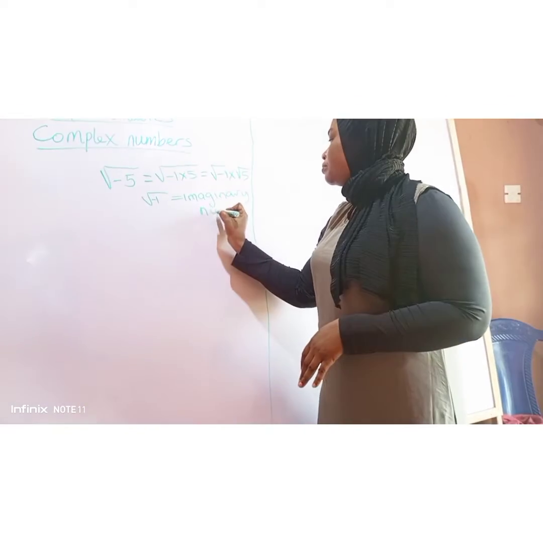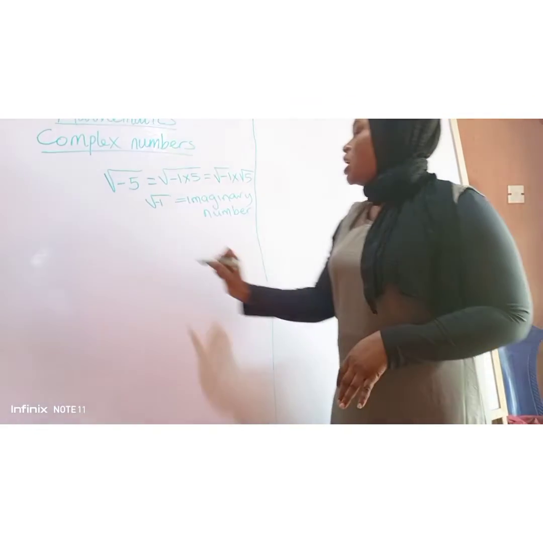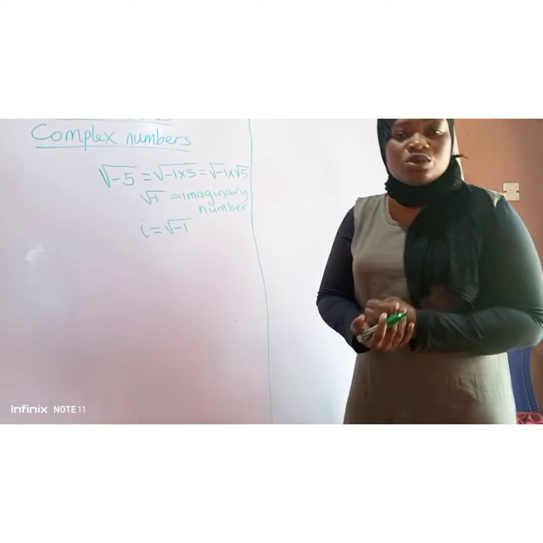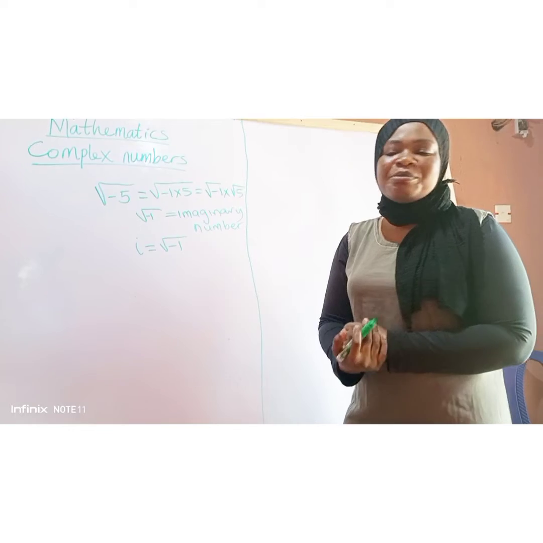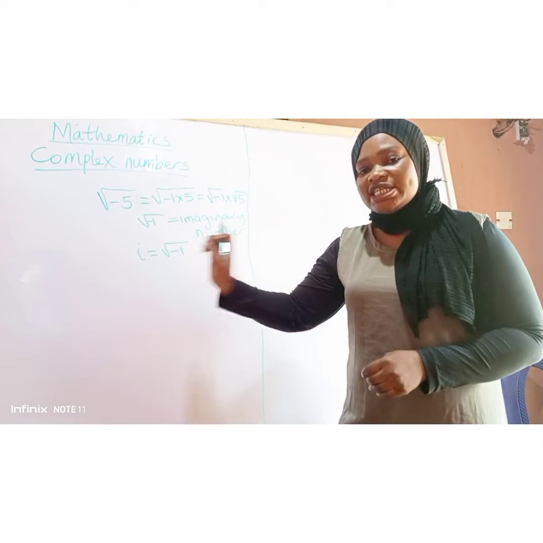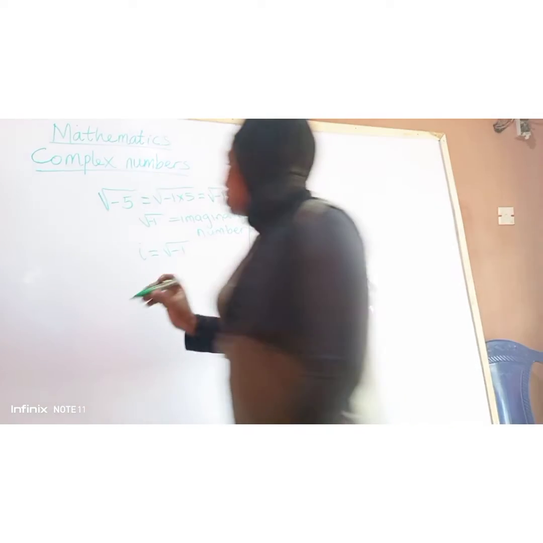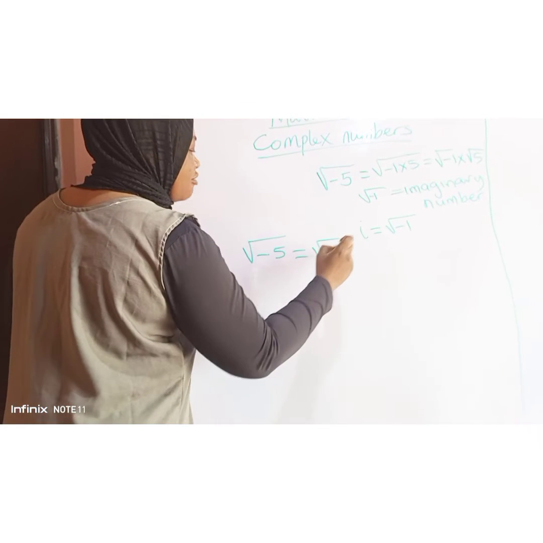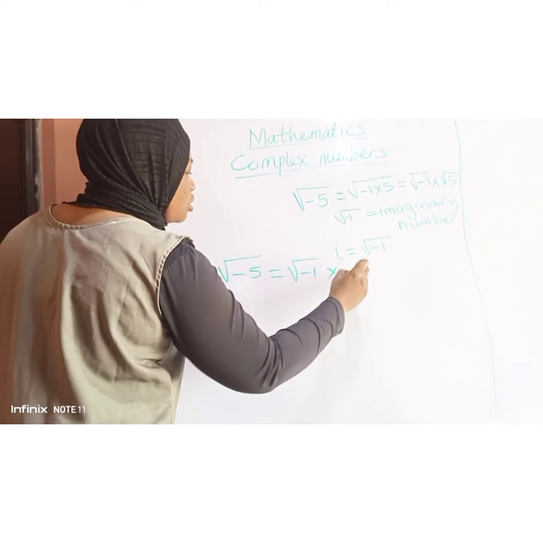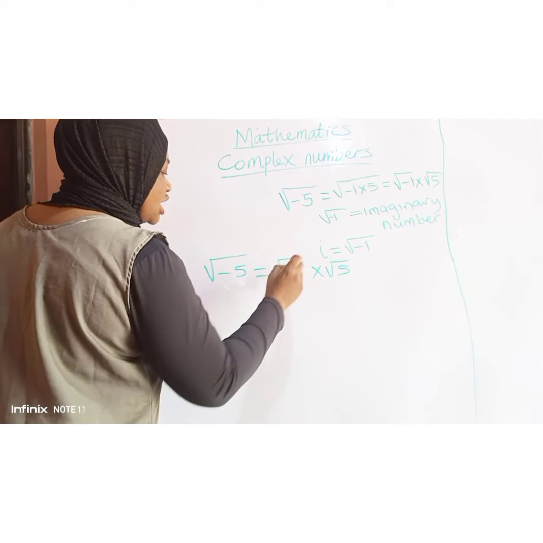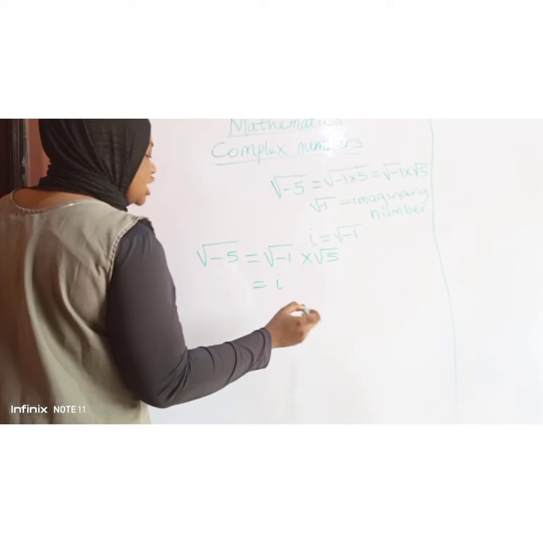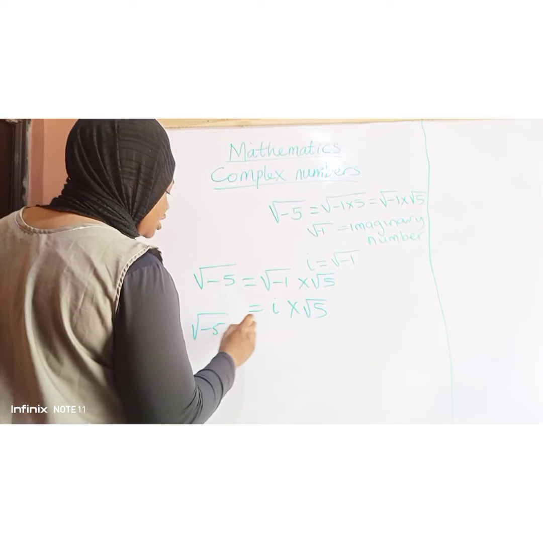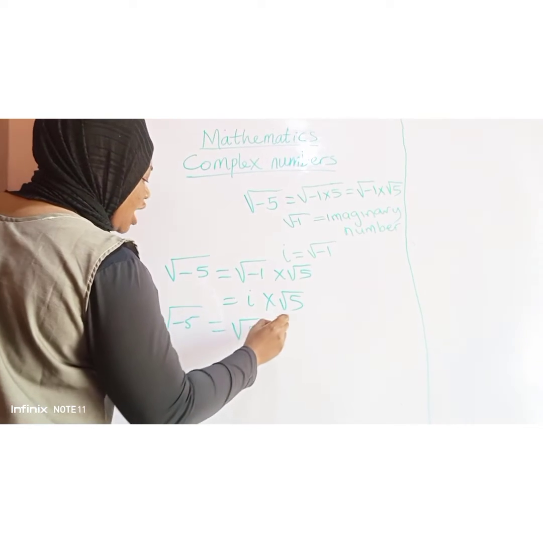Imaginary number. And this imaginary number is small letter i. So whenever you see the square root of minus 1, it is called an imaginary number, which is represented by small letter i. So to express the square root of minus 5, we said we have the square root of minus 1 multiplied by the square root of 5. So we can now say that whenever you see the square root of minus 1, you put small letter i there, then multiply by the square root of 5. So the square root of minus 5 is now the square root of 5 i.